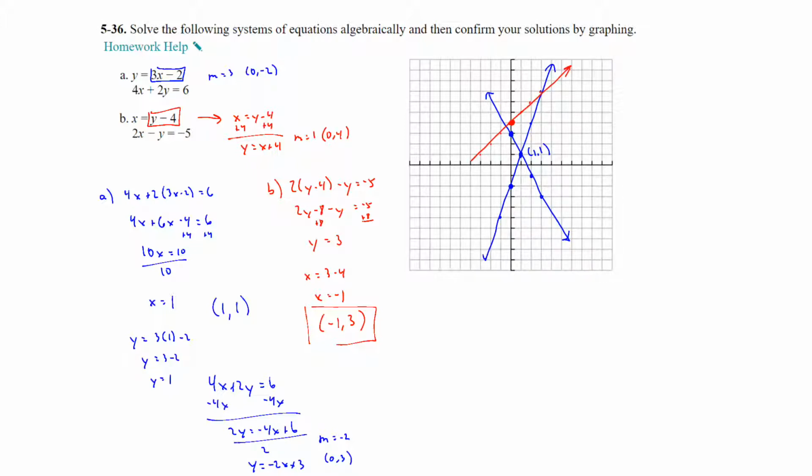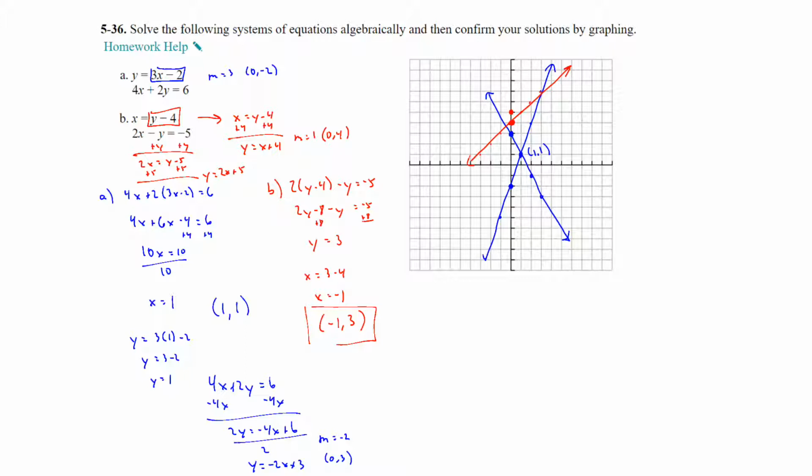Use that straight edge. And then on the second equation, I'm going to add y to the other side and get 2x equals y minus 5, and then add 5 to the left side. So I get y is equal to 2x plus 5. So a slope of 2, a y-intercept of 5.